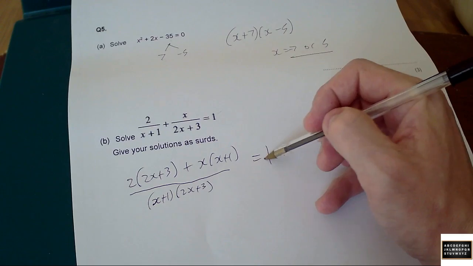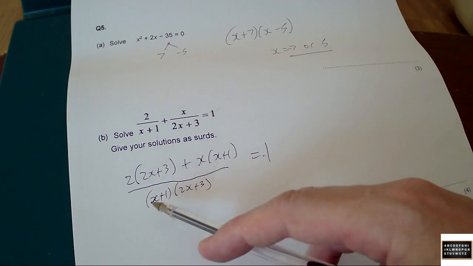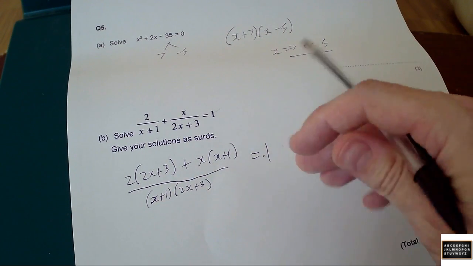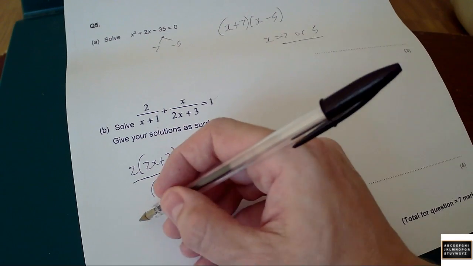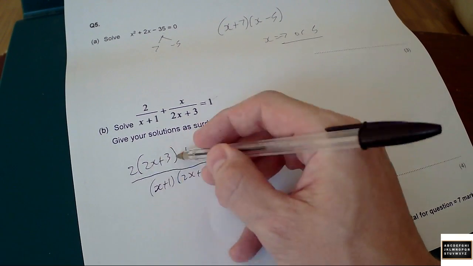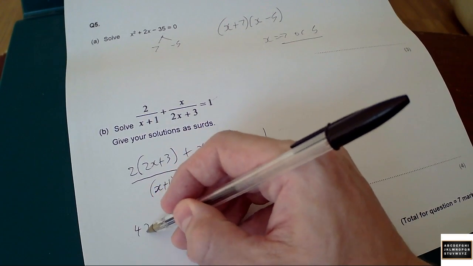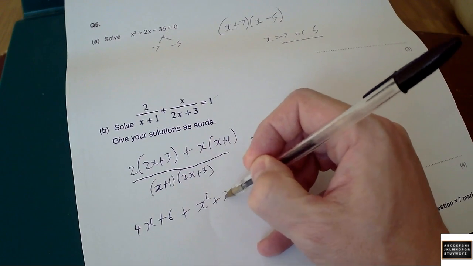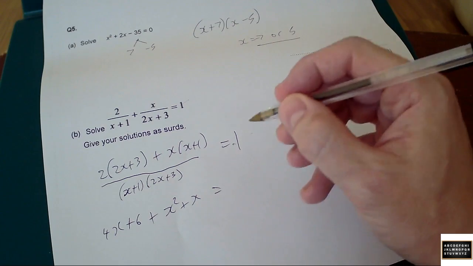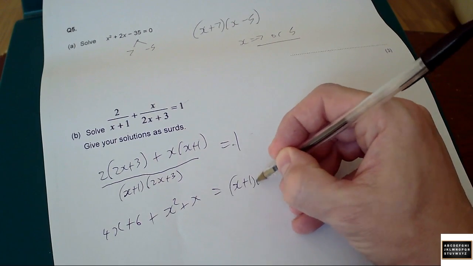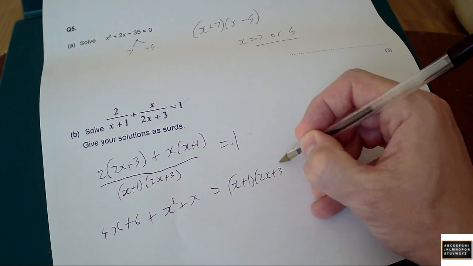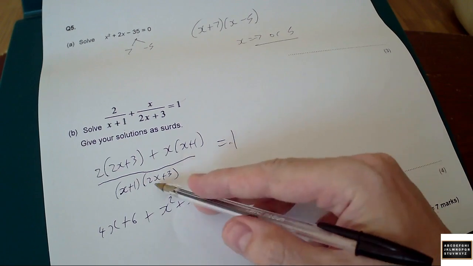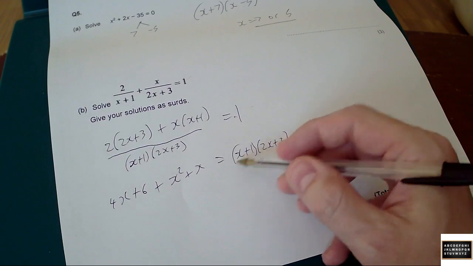Because I've got a 1 over here, the easiest thing for me to do is probably to multiply out by this denominator and move it over to that side. So I'm probably going to do that. So I'll multiply these brackets first. So 4x plus 6, and then x squared plus x. And then over here, I'm going to have this pair of brackets that I called out from earlier. That's just multiplying out.